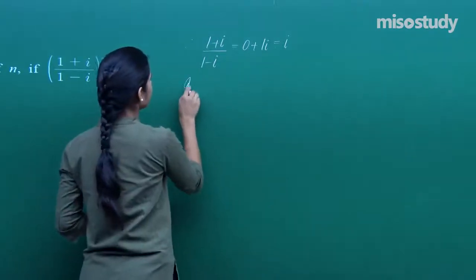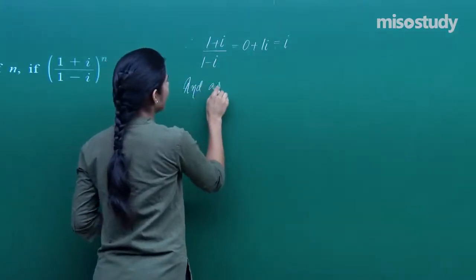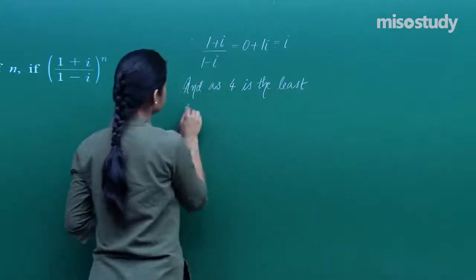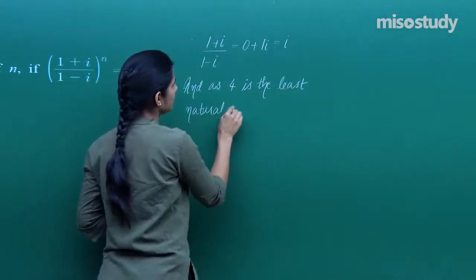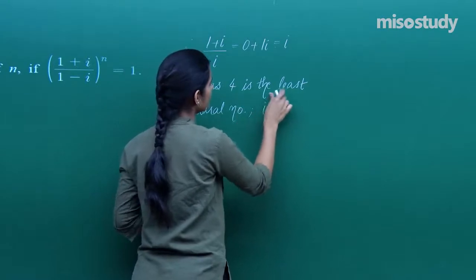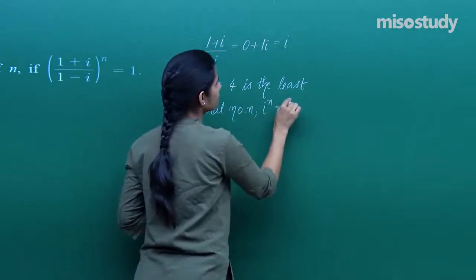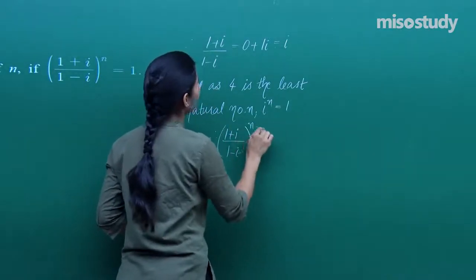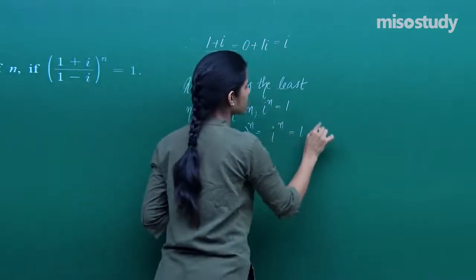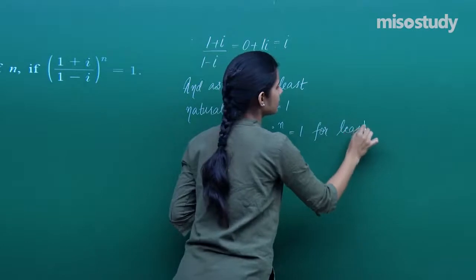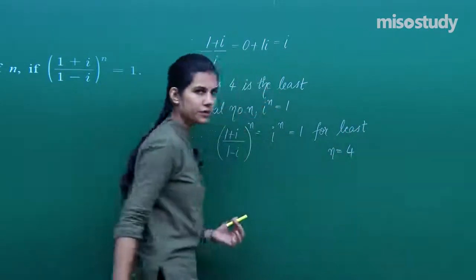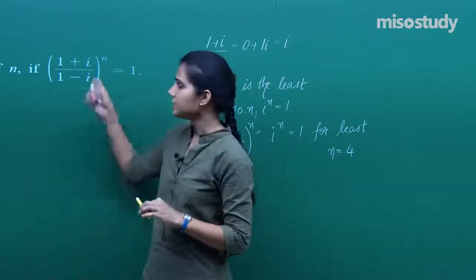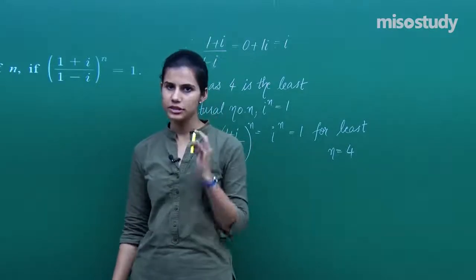And as 4 is the least natural number n such that iota raised to the power n is 1, therefore (1 plus iota upon 1 minus iota) raised to the power n is actually iota raised to the power n, which equals 1 for least n equals 4. The least natural number n for which (1 plus iota upon 1 minus iota) raised to the power n is 1 is n equals 4. So your answer is n equals 4.